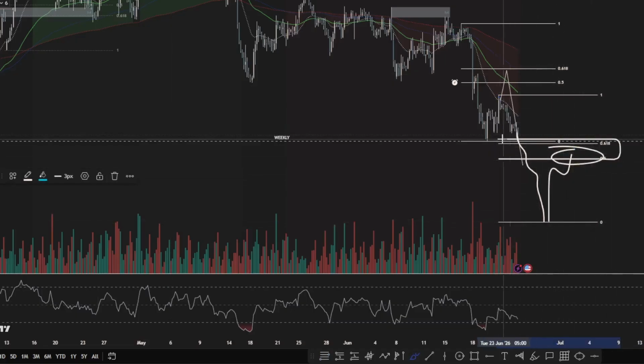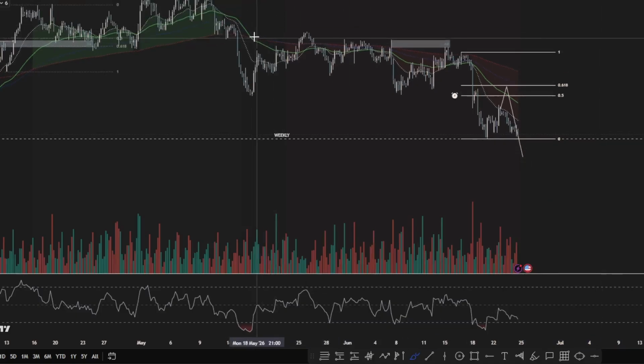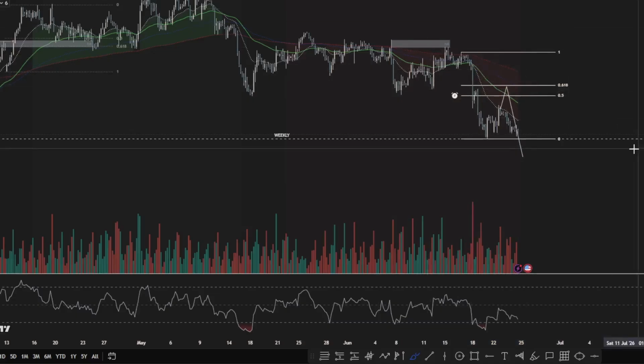Within our area, right? We can also see very nicely here on the 4-hour that the moving averages are confirming bearish: 200 MA above the 150 and the 20, obviously. So very, very clean setup here.